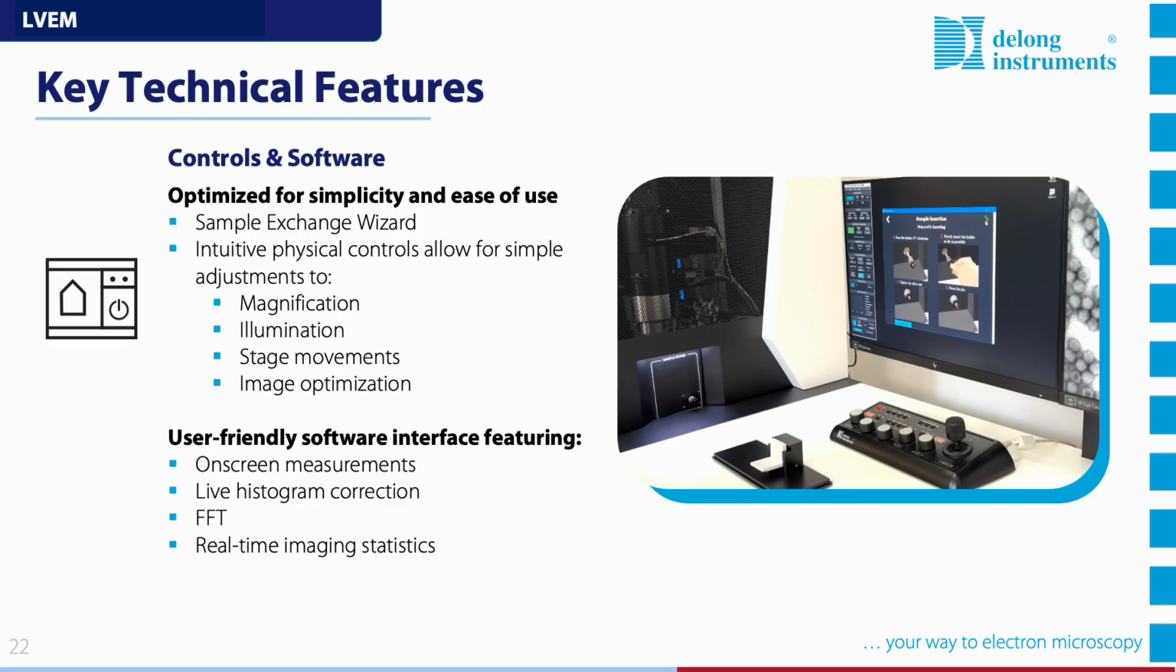Let's look at some of the key technical features of LVM systems, focusing on control and software. These microscopes are optimized for simplicity and ease of use. A sample exchange wizard guides you through sample loading, while intuitive physical controls let you easily adjust magnification, illumination, stage movements, and image optimization. The software interface is equally user-friendly, offering on-screen measurements, live histogram corrections, FFT analysis, and real-time imaging statistics. Together, these features make imaging straightforward, efficient, and accessible even for first-time users.